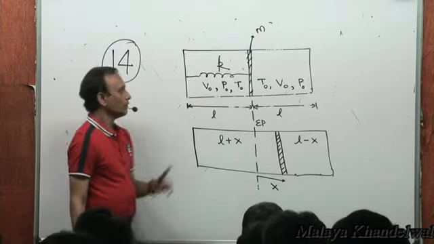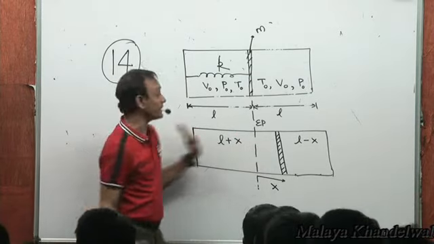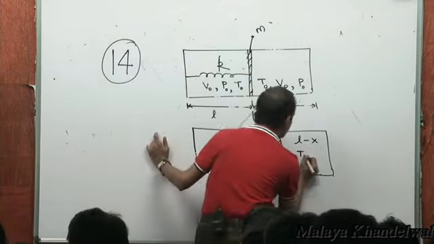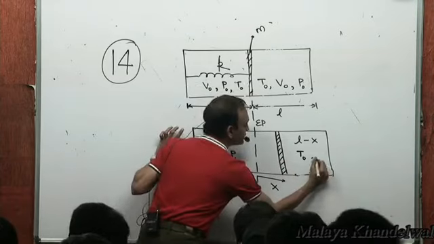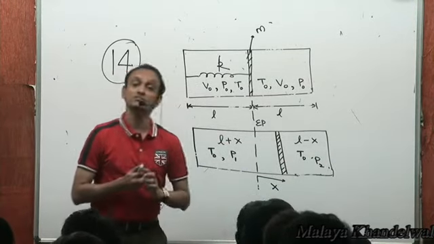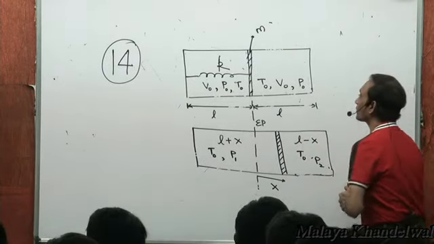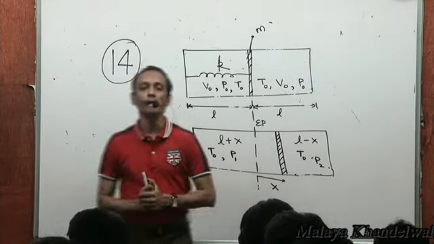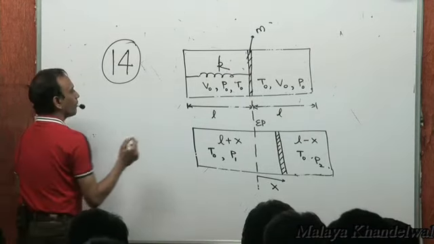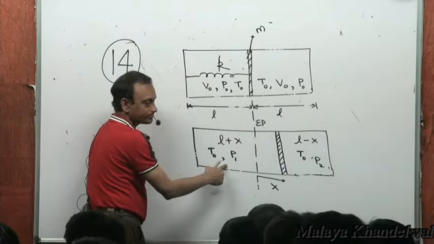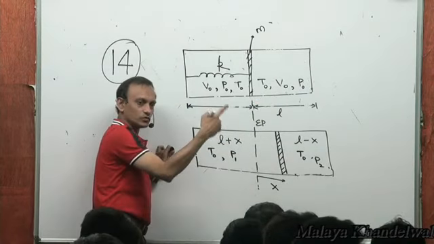Now, if this is the case, and everything has happened isothermally, that means the temperature has been maintained constant at T0. Let me first find out the pressures P1 and P2 resulting in this situation. Between the initial state and this state, I can apply PV equal to constant for each portion.